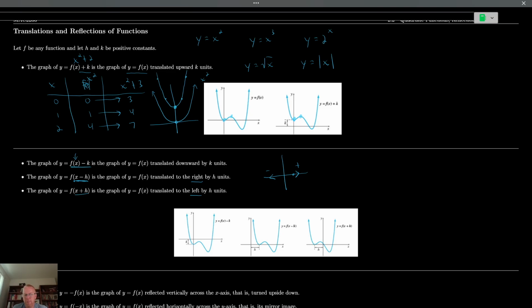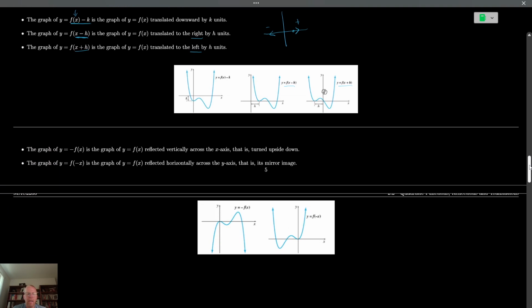So you can see the effect here. So f of x minus h, we move it to the right. F of x plus h, we move it to the left. So just keep that in mind. The vertical shifts are probably the way you would expect. The horizontal shifts are probably the opposite of the way that you would expect. Then we have what's called reflections. Up here we have shifts. So those are moving left to right, up or down. Now we have reflections. So y equals negative f of x is the graph of y equals f of x reflected vertically across the x-axis or turned upside down.